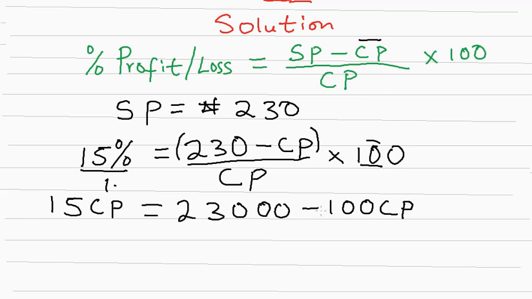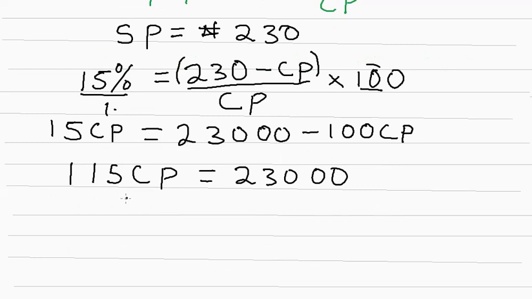So of course, collecting like terms, I'm going to move this 100 CP to the other side of the equation. 15 CP plus 150 give me 115 CP. I'm moving this minus 100 CP to the other side, it becomes plus. So minus 100 CP plus 15 CP, that's going to give me 115 CP. So it's equal to 23000.